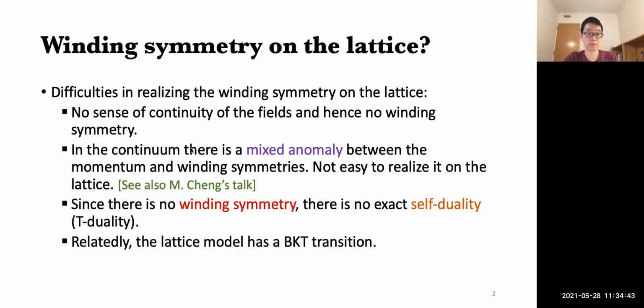Second, in the continuum, there's a mixed anomaly between the U(1) momentum and the U(1) winding symmetries, and it's not easy to realize this mixed 't Hooft anomaly on the lattice. This comment has also been made in Mong's talk. And since there's no winding symmetry, there's no exact self-duality on the lattice. Relatedly, the lattice model has a BKT transition between the two phases.